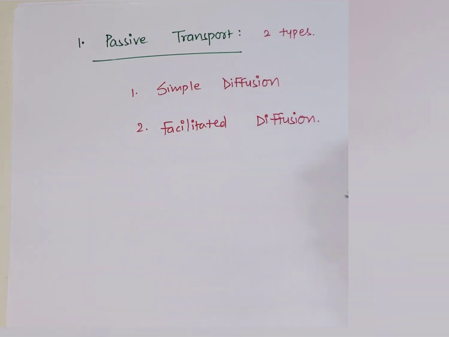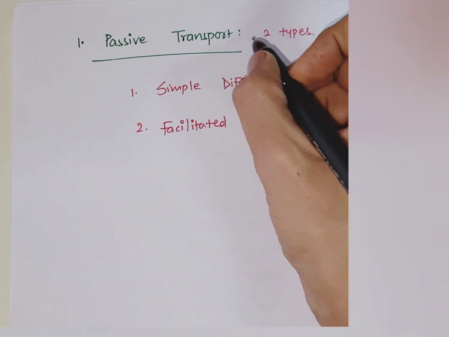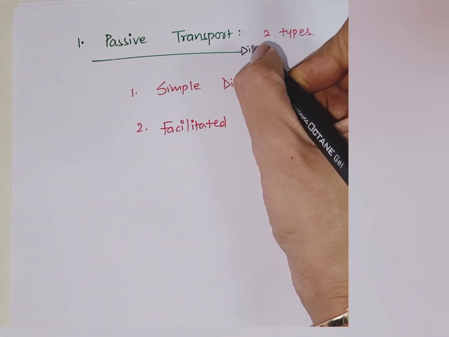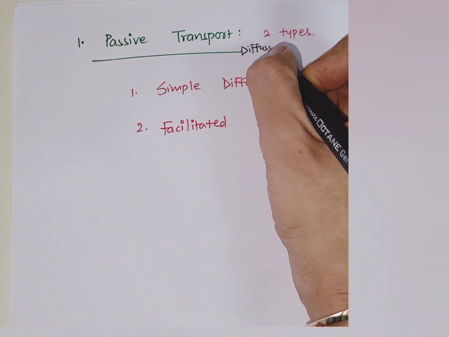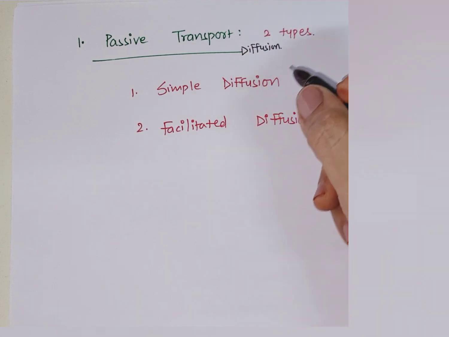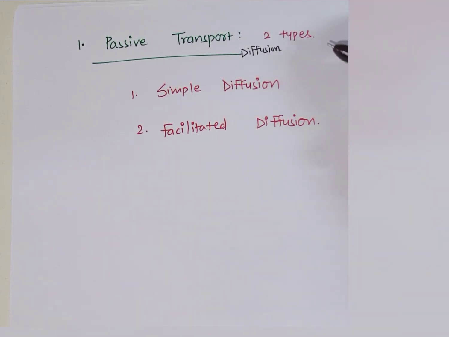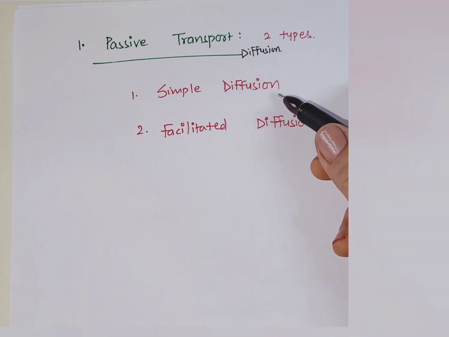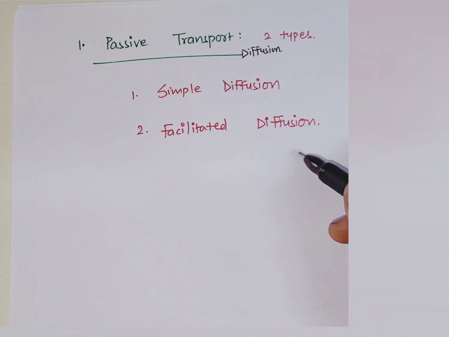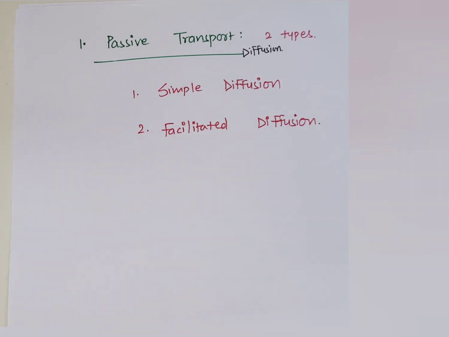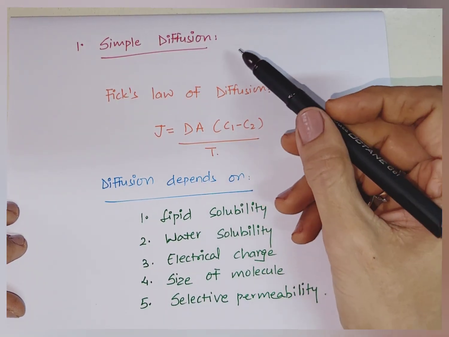Now, passive transport is also known as diffusion. Another very important name for passive transport is diffusion or downhill movement. It is again divided into two types. Diffusion, as we have discussed, is transport of substances along the gradient, and it is further divided into two types: number one, simple diffusion, and number two, facilitated diffusion. Now, starting with simple diffusion.